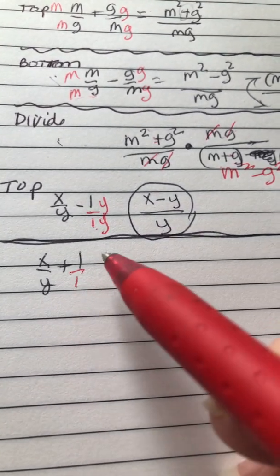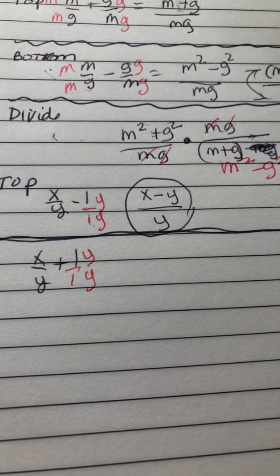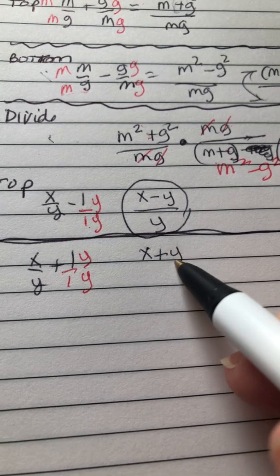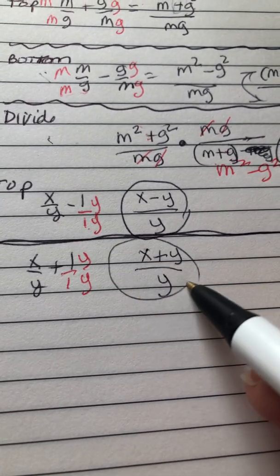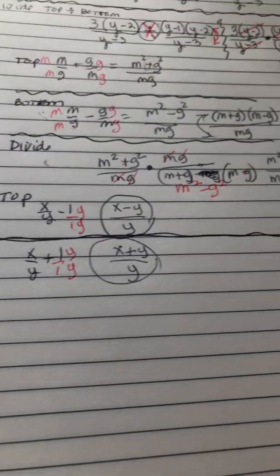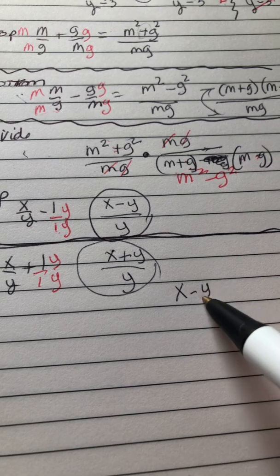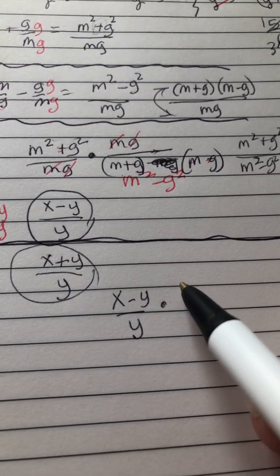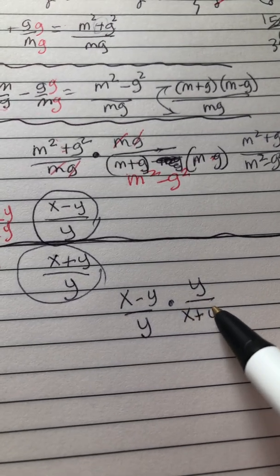All right, so we do the same thing to the bottom. We need to give it a common denominator, which is going to be a y. So now we have x plus y on top with a y on the bottom. And again, we can't do anything else to this. So now we're going to take the top divided by the bottom, which means we're going to multiply the reciprocal. So we're going to flip that bottom one like this.